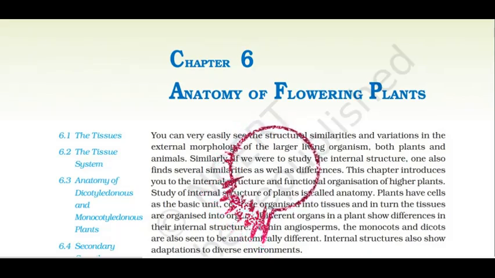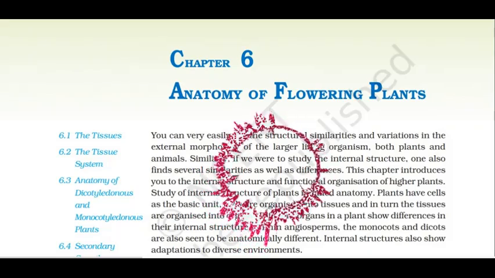A large number of rounded parenchymatous cells with large intercellular spaces which occupy the central portion of the stem constitute pith. Now, monocot stem. The monocot stem has a sclerenchymatous hypodermis, a large number of scattered vascular bundles, each surrounded by a sclerenchymatous bundle sheath and a large conspicuous parenchymatous ground tissue.